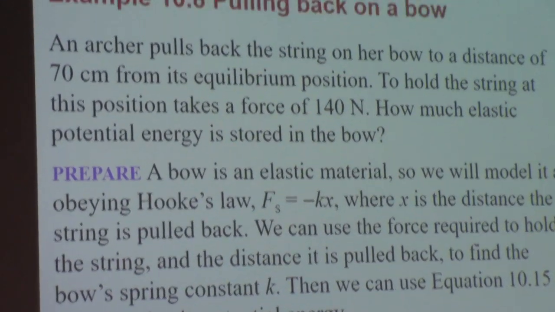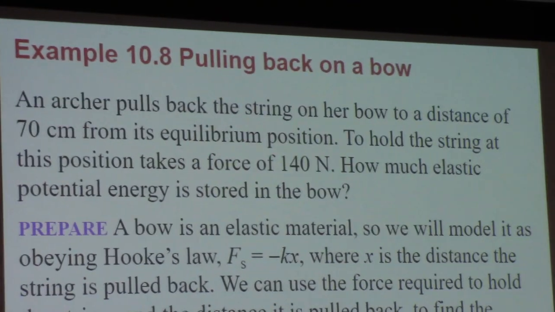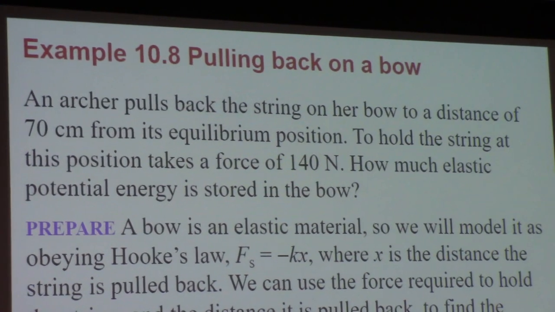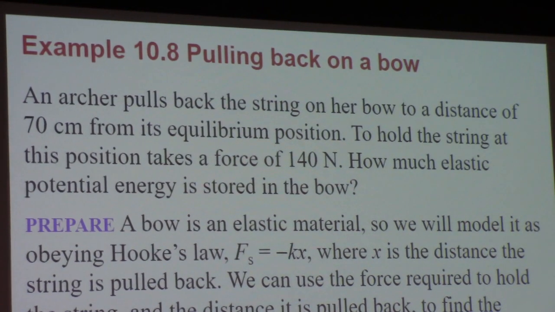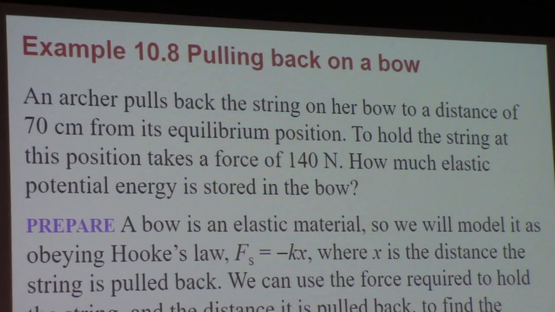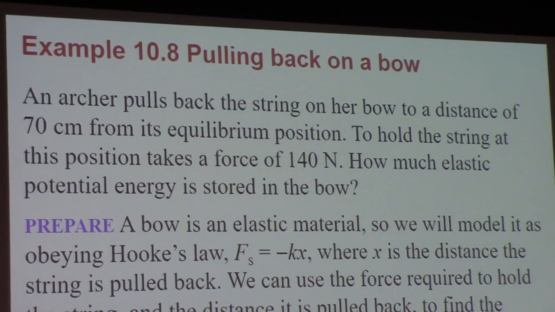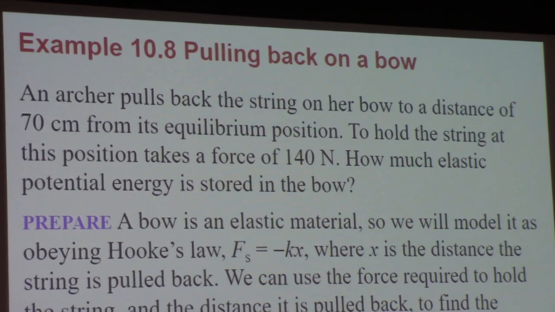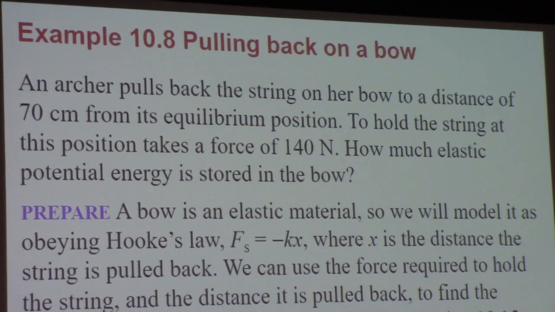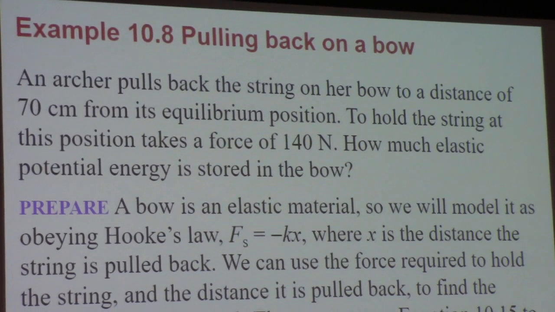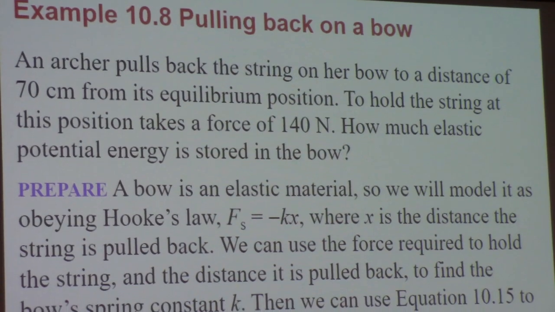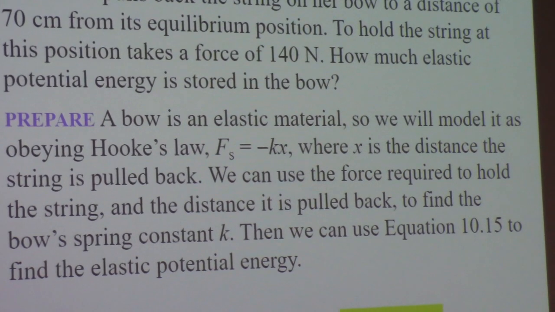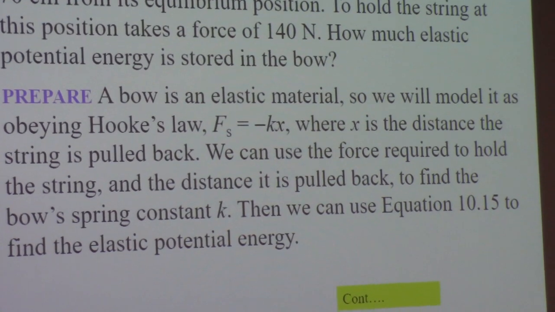So here's an example we can take a look at. An archer pulls back the string of her bow to a distance of 70 centimeters, okay? That's perfectly good, but we'll have to put that into meters, right? We need it to be in SI units. From its equilibrium position. So if it's a bungee cord, a bowstring, those are all things that can store energy, elastic potential energy. To hold this string at this position takes 140 newtons of force.